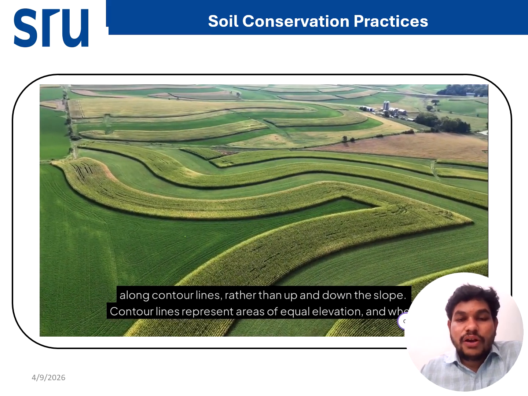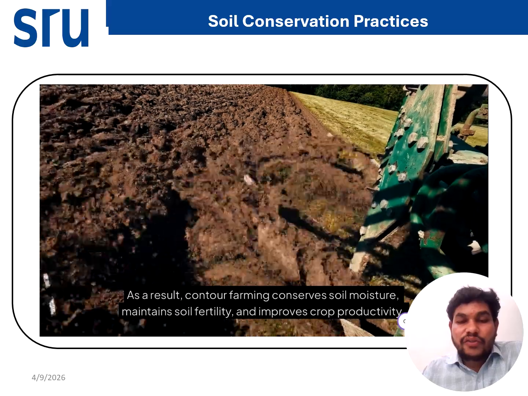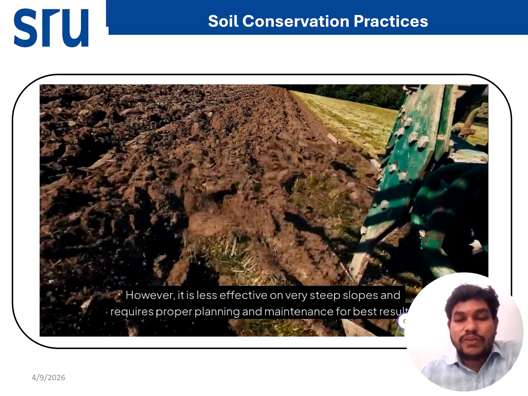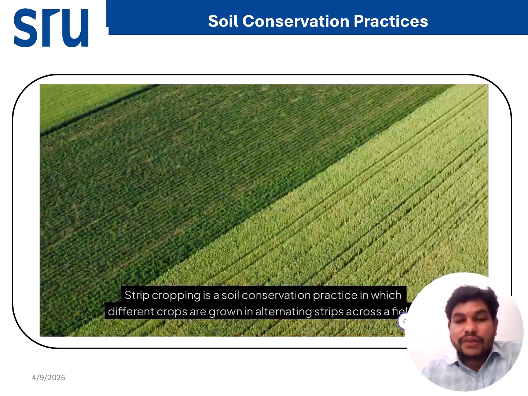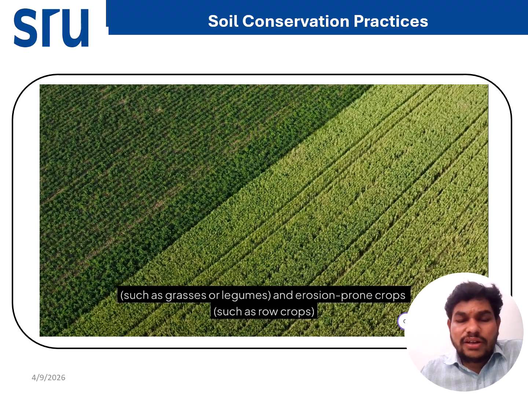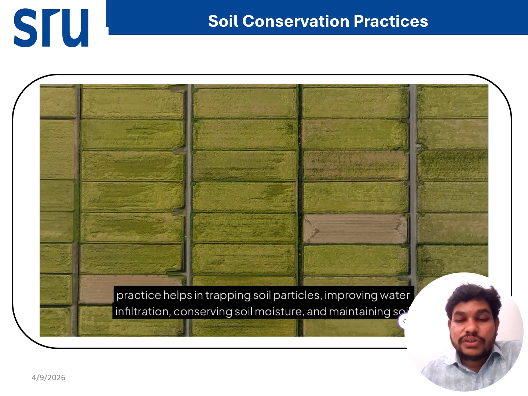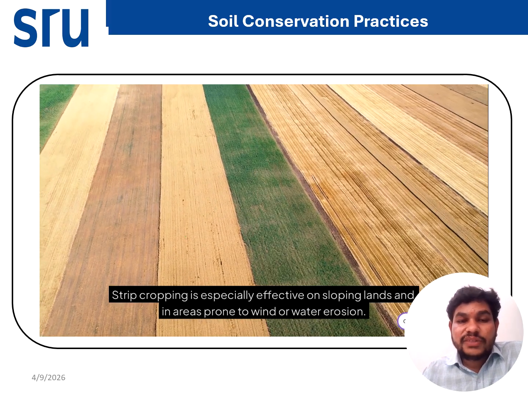You see in this video how contour cropping is done. This is contour cropping. It reduces runoff, conserves soil moisture, and improves productivity, but it is less effective in high slope areas. This is strip cropping, where we see alternate strips, which improve the water infiltration rate.